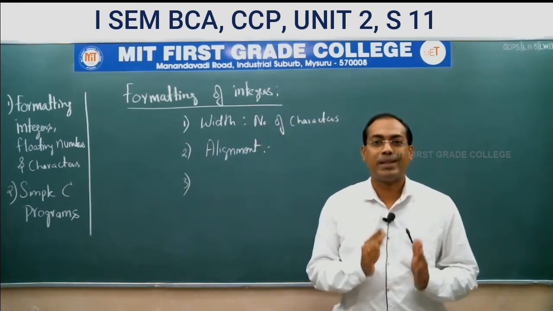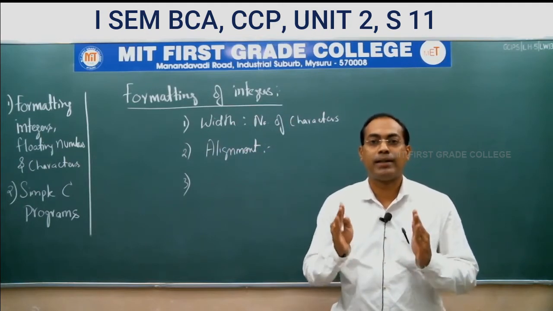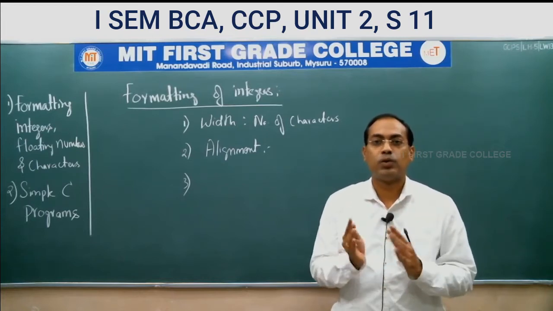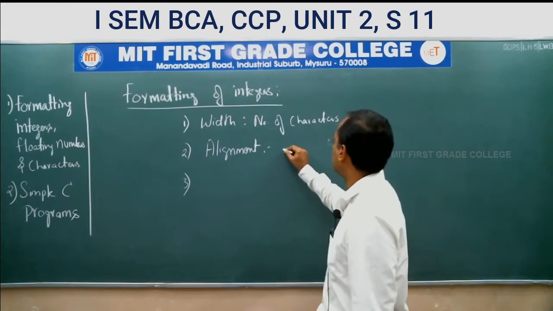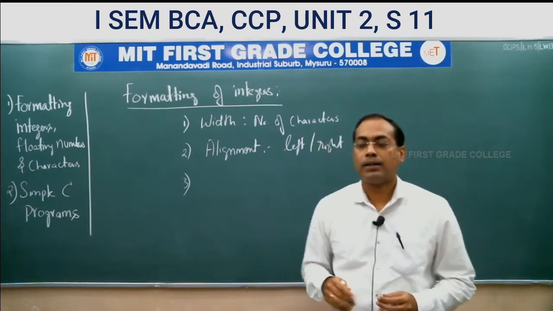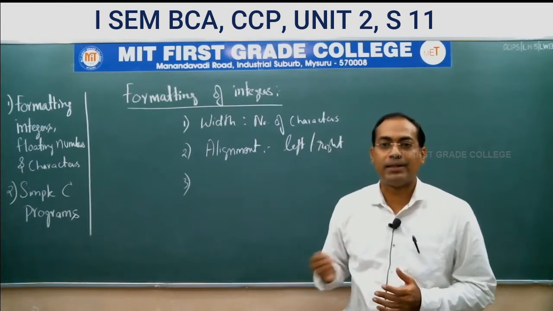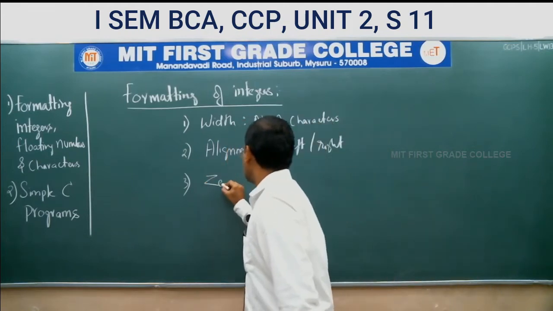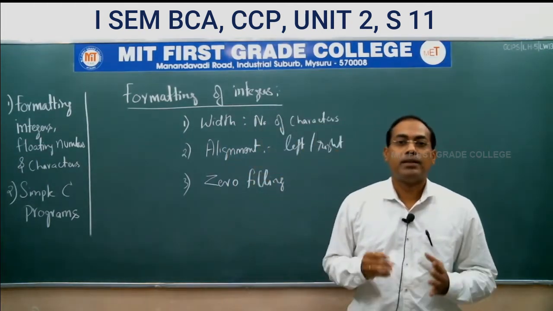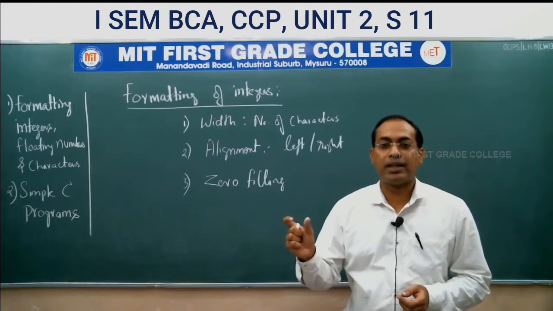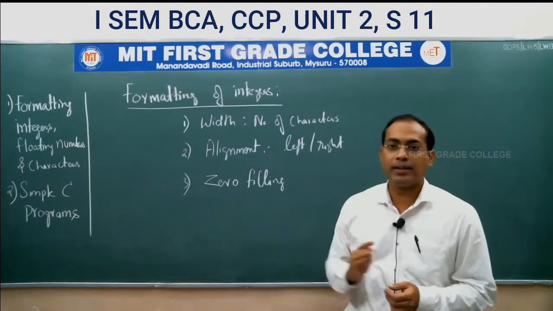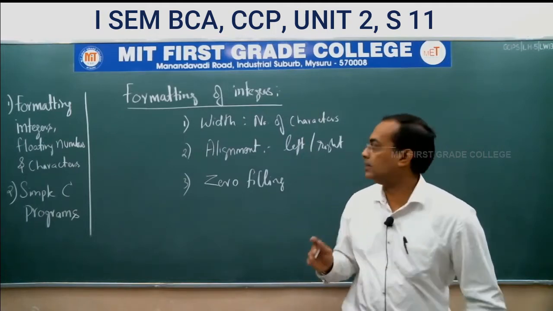Alignment refers to whether you want to align the output, or the integer, on the left side or the right side. So you have left alignment or right alignment. And the next form of formatting is zero filling. What is this zero filling? Zero filling means preceding the actual number with zeros. So these are the three ways in which you can format integers.